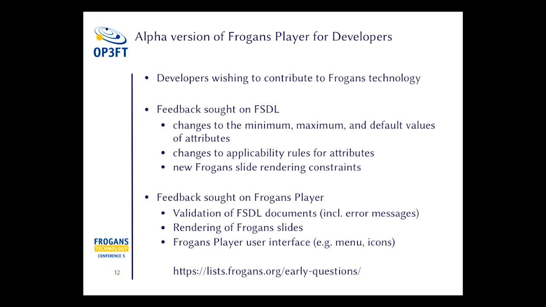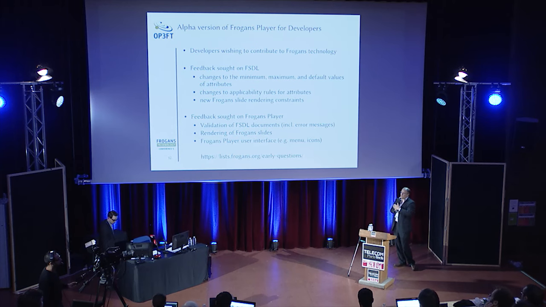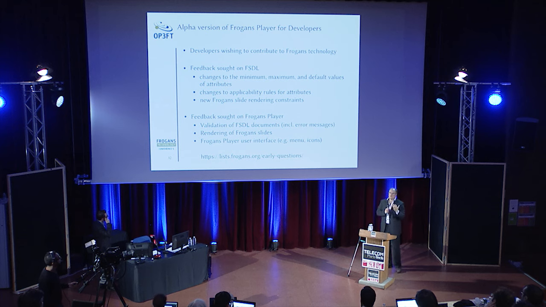The second type of feedback you can give us about Frogans is about the Frogans player. We'll display an alpha version of this for the validation of FSDL documents, including error messages. Look at this. In some cases, it's going to be very useful for us if you give us feedback. Feel free to tell us, well, this is not very clear. And you can give us feedback even on the name of the options in the different menus. And all this feedback, you can send it to this address.